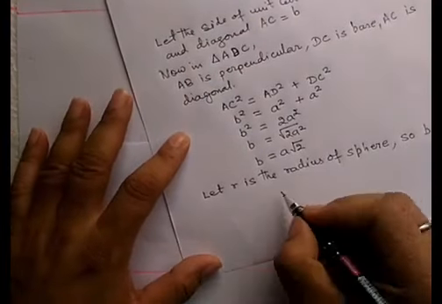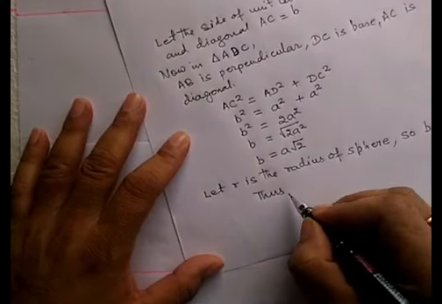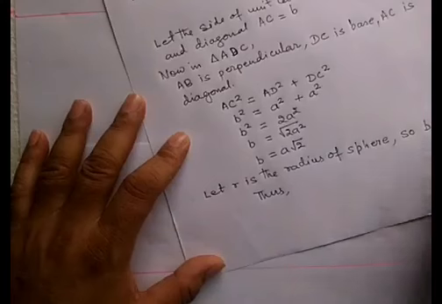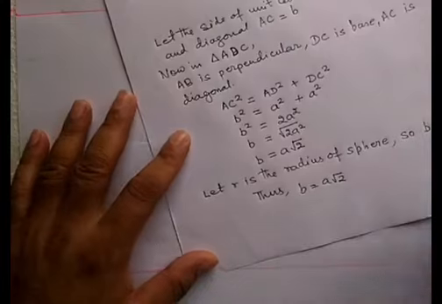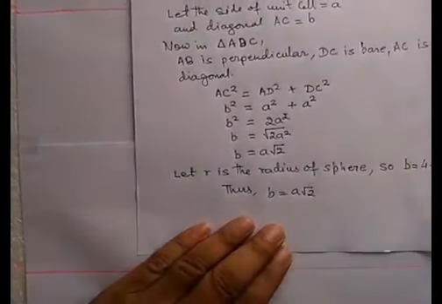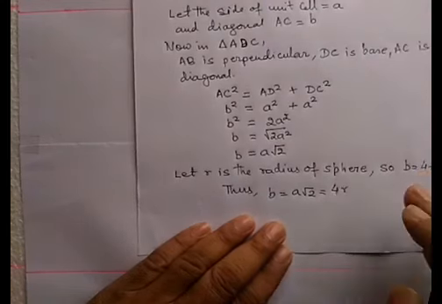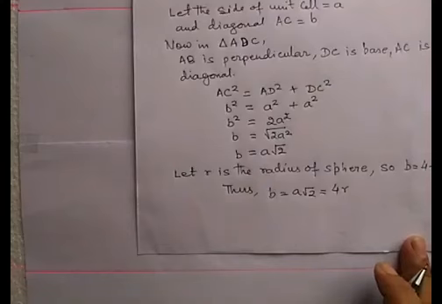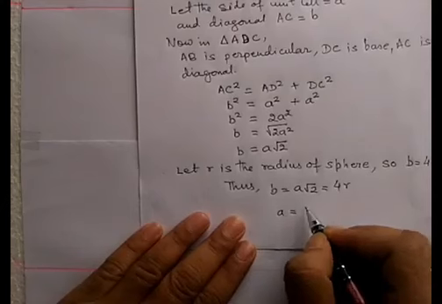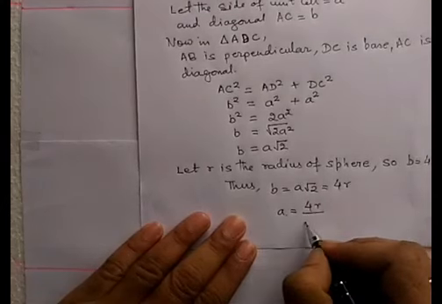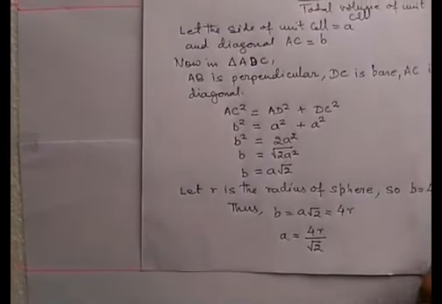B is equal to 4r. Thus, we have two different values of b, this one and this one. They can be equated. B is equal to a root 2 and also equal to 4r. From here we can get a is equal to 4r by root 2. That is what we are getting.